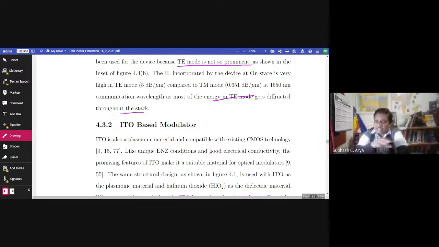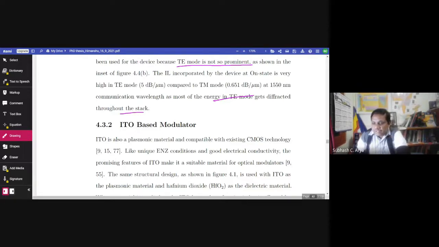The x-axis varies: in one case width, in another wavelength, in another thickness. But on the y-axis, everywhere you will find IL, the insertion loss. That is the common factor, because the other parameters are derived from the insertion loss. That is why insertion loss calculation becomes very, very important.